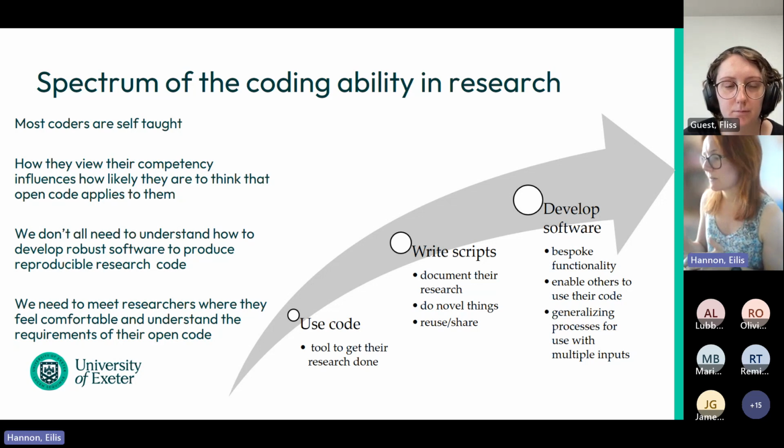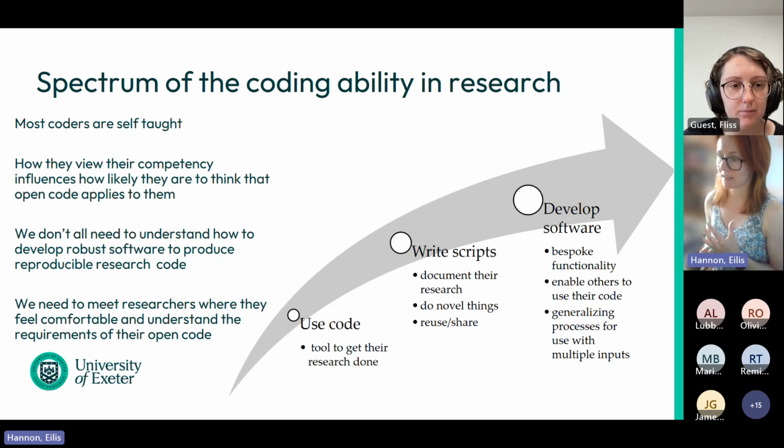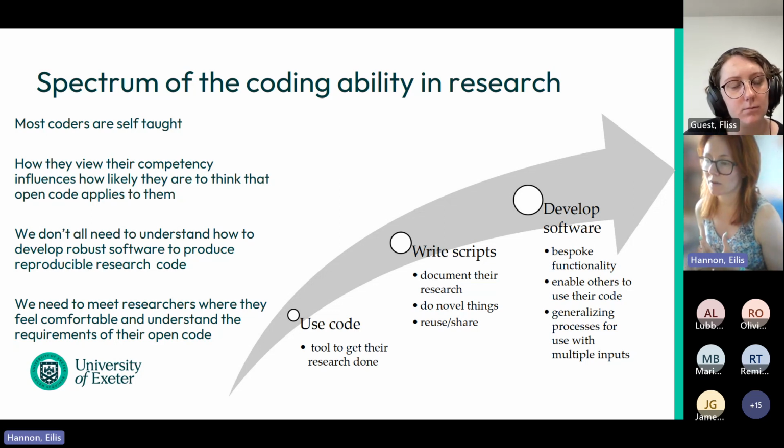And it's important to think about where people sit on this spectrum, because how someone views their own individual competency is likely going to influence how much they think open code applies to them, and what aspects of open code are most relevant for them. Now, we don't all necessarily need to know how to develop robust software in order to produce reproducible research code. So theoretically, anybody on this spectrum can be doing things to make their code more reproducible, and certainly can go about developing it in a way that they can share it.